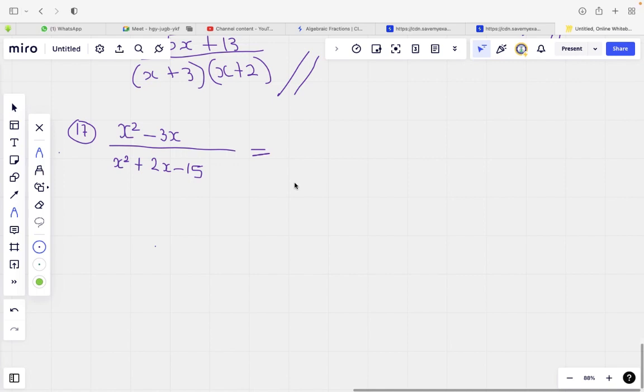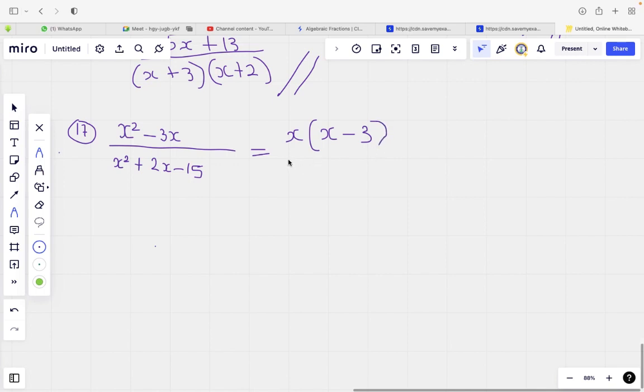Okay, is the answer x over x plus 5? Correct. The answer is x over x plus 5. So we just factorize the numerator. We take x out, and then what is left here is x minus 3, because if you take x out here, 3 is left.